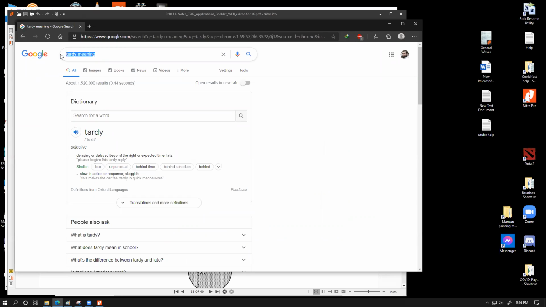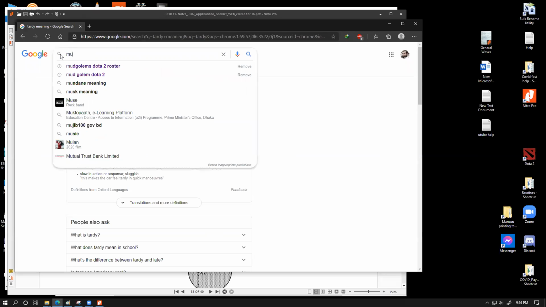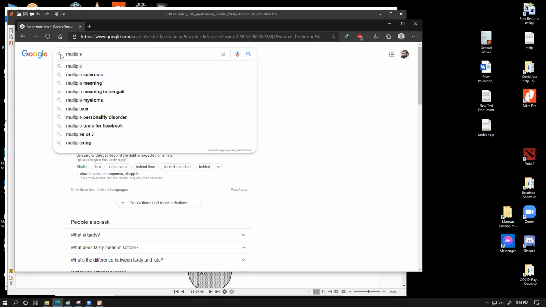Does anyone know what multiplexing means? Multiplexing, I'm confused in two parts. Does it mean multiple different data channels within a single optical fiber, or does it mean multiple different radio stations operating in a single geographic location?